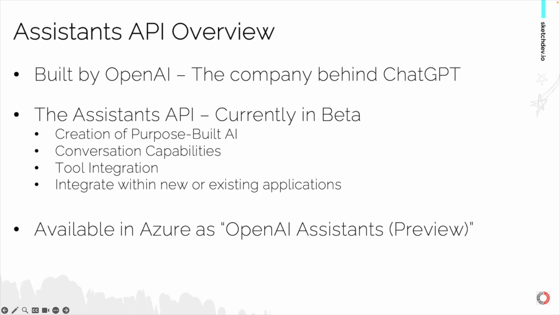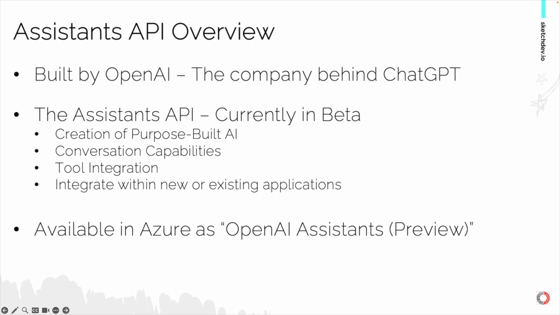And the Assistance API is currently in beta. I think it was released in November of 2023. It provides the APIs that you need to create your purpose-built AI, has API endpoints for your AI conversational capabilities. It has tool integrations, and it also has everything you need to integrate it into your new or existing applications.